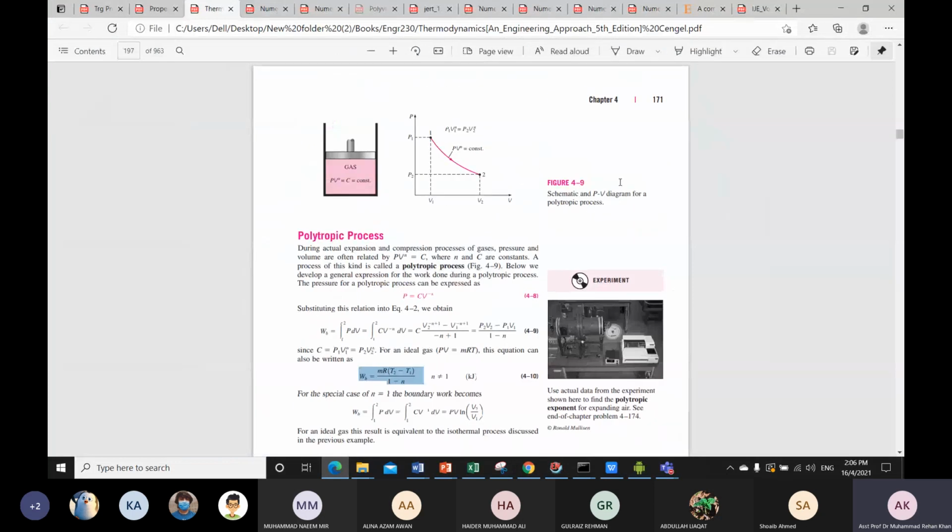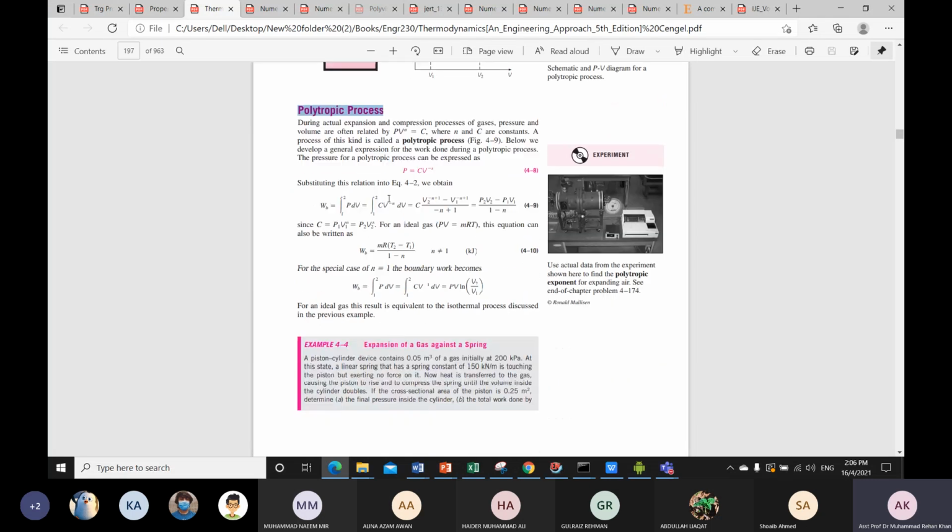Okay, so this is your chapter number 4, and this is page number 171, and here it is mentioned over there, polytropic process. So here the derivation is there, so you have to go through it by yourself. So this is the derivation for your first, which is W_b = mR(T2 - T1)/(1 - n), and the condition is that n is not equal to 1.